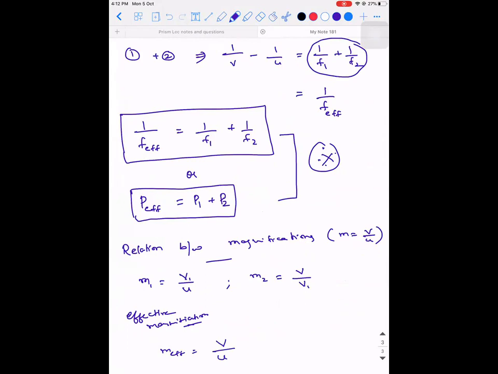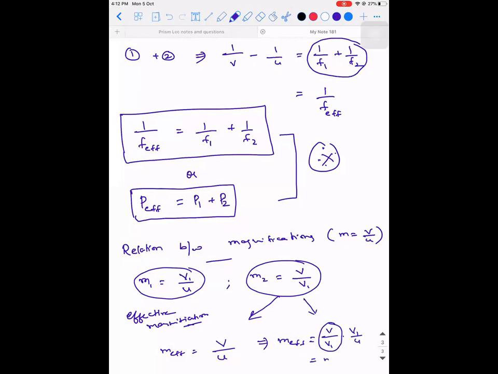So tell me one thing, from M1 and M2, how do we obtain this V by U? Observe now, what mathematical manipulations do we need to do? Or M1 into M2. Yes. So I can write it as V divided by V1 into V1 divided by U. V divided by V1 is M2, and V1 by U is M1.